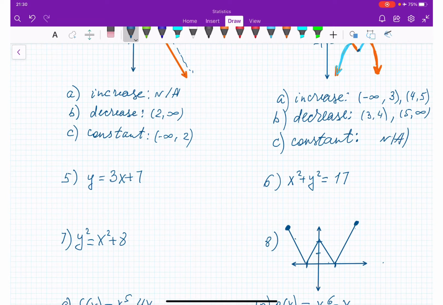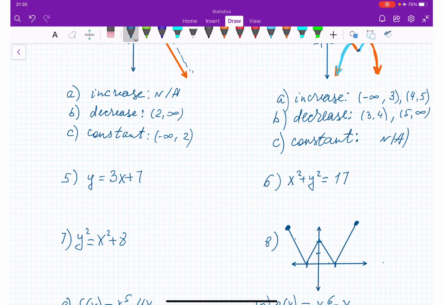What do we have to do with question number 5? This is a graph, y is equal to 3x plus 7, and we need to identify whether the graph of this equation is symmetric with respect to the y-axis, the x-axis, or the origin. So we need to find out if the graph of this equation is symmetric with respect to the y-axis, x-axis, and the origin. So here we are going to do some drafting.